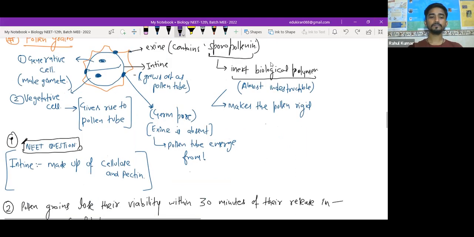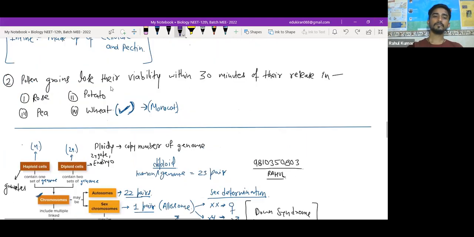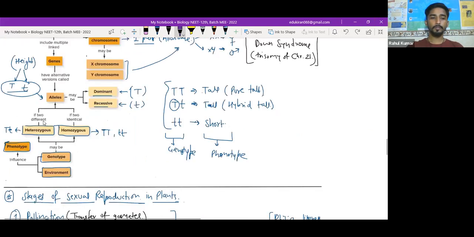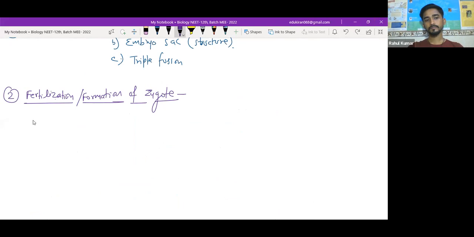And write down, when the pollen lands on the stigma, the first event that takes place is known as pollen pistil interaction.